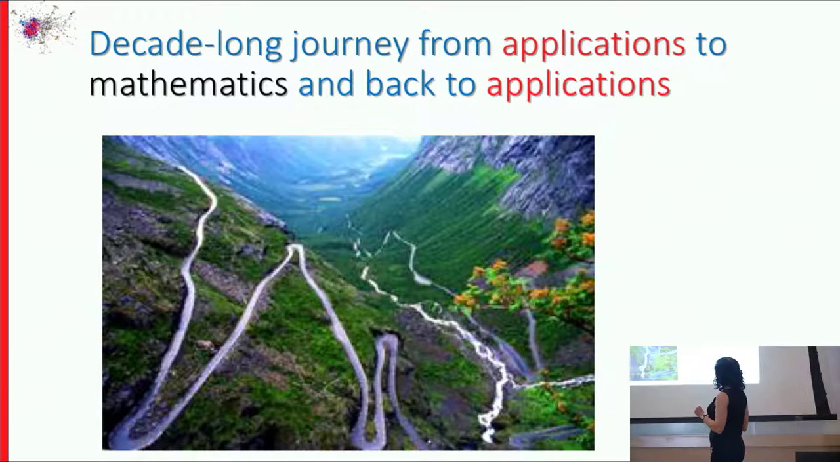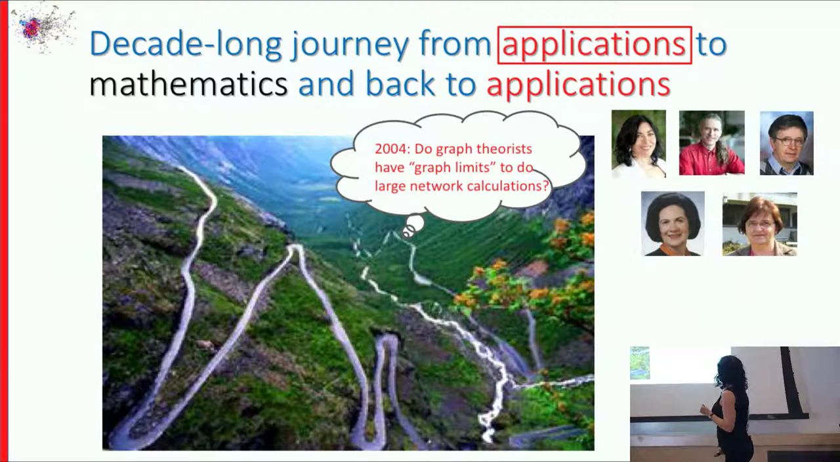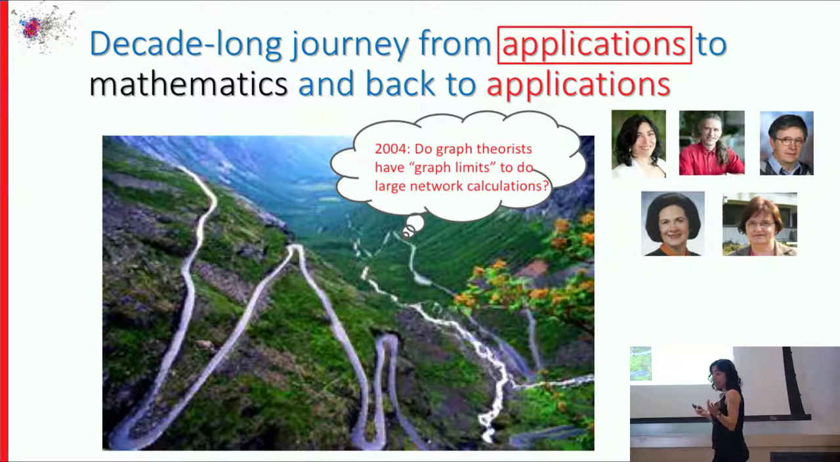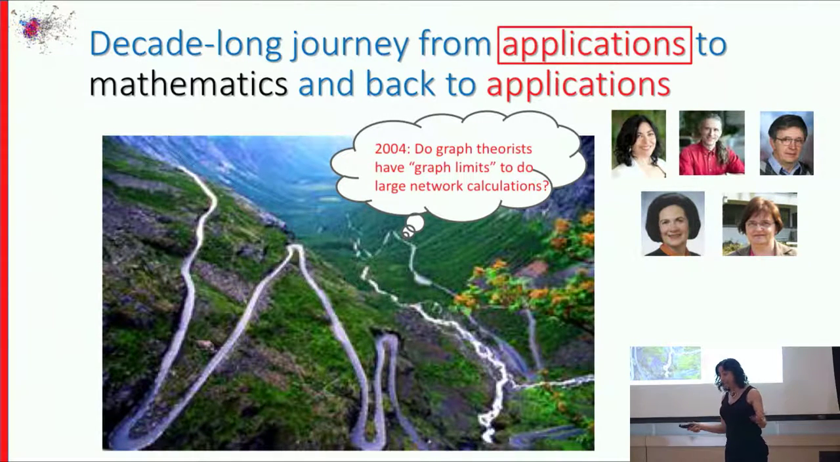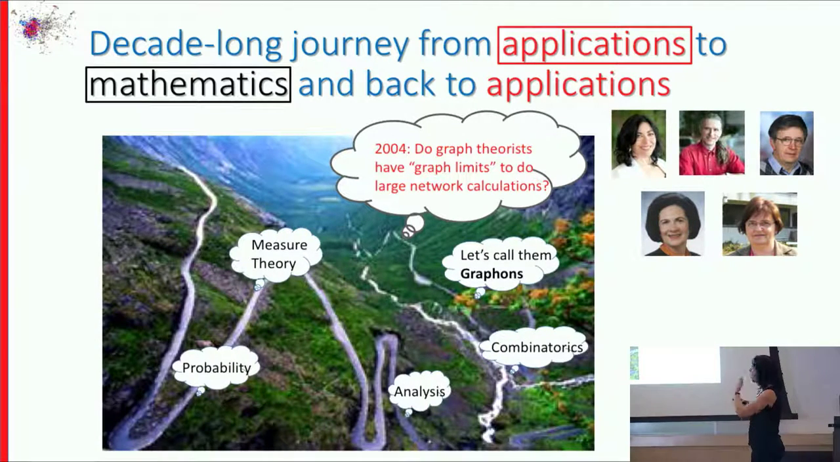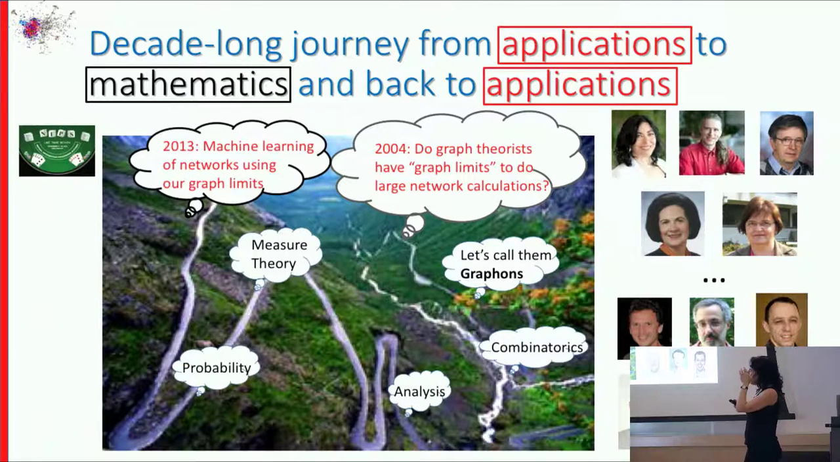Okay, so this was a journey that involved a lot of collaborators. In the beginning, in 2004, we asked Laszlo Lovasz, Vera Sos and Katalin Vesztergombi, who are wonderful combinatorialist graph theorists, do graph theorists have graph limits? I just expected them to say yes, but they said no. And so this began this decade-long journey into mathematics. We used and developed a lot of kinds of mathematics. We worked with some other great people along the way.